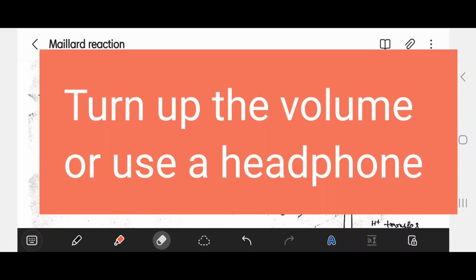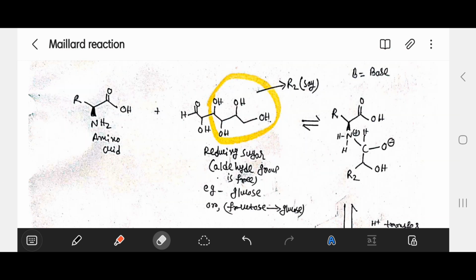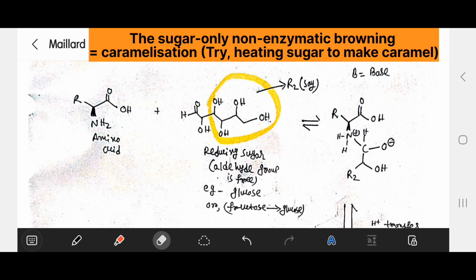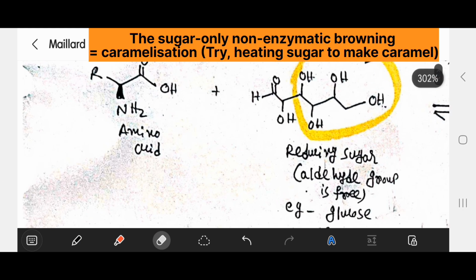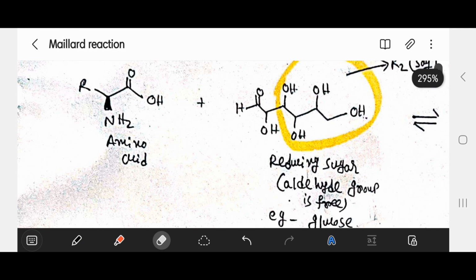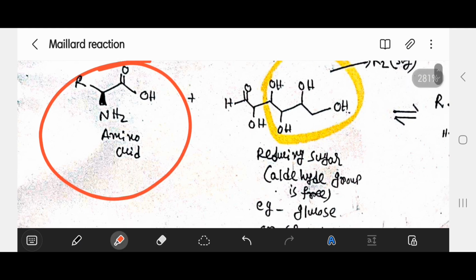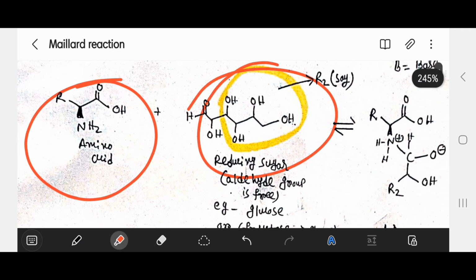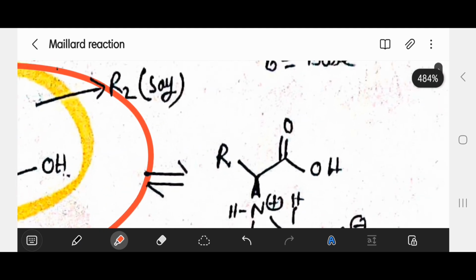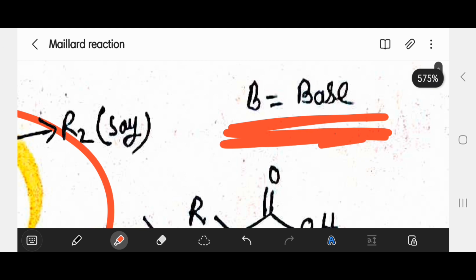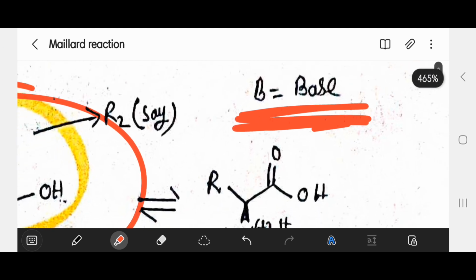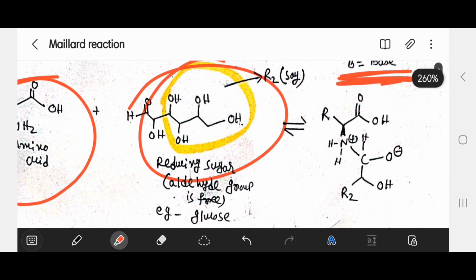So before discussing the Maillard reaction, we must understand that the Maillard reaction does not occur with sugar only or carbohydrates only. It occurs between an amino acid and a reducing sugar. The important aspect is the reducing sugar, and it occurs only in base medium. Why? We will discuss it a little later.